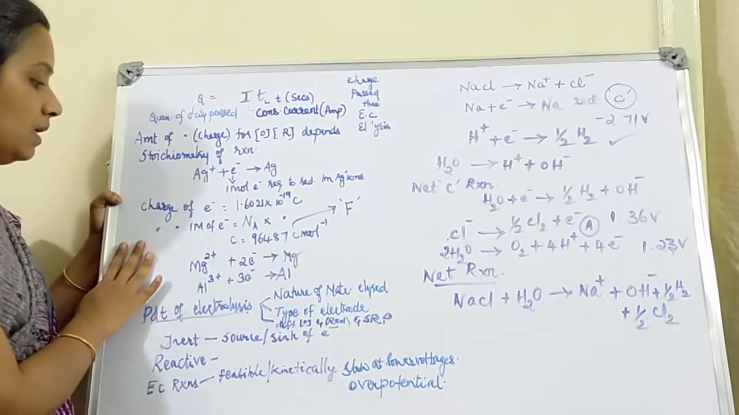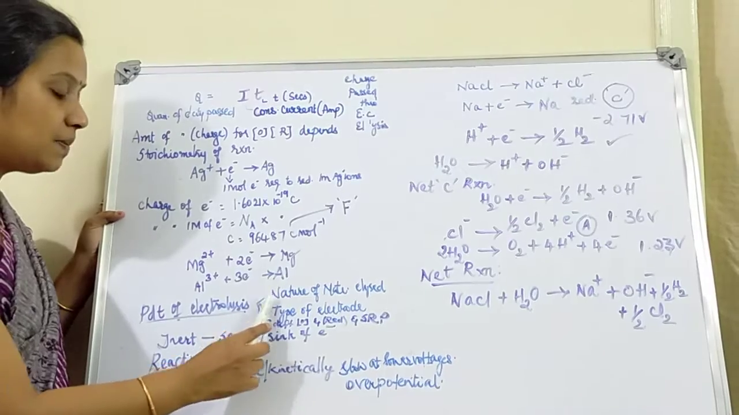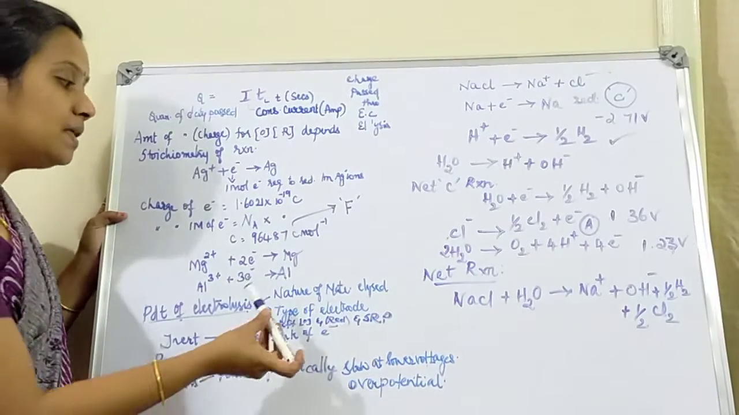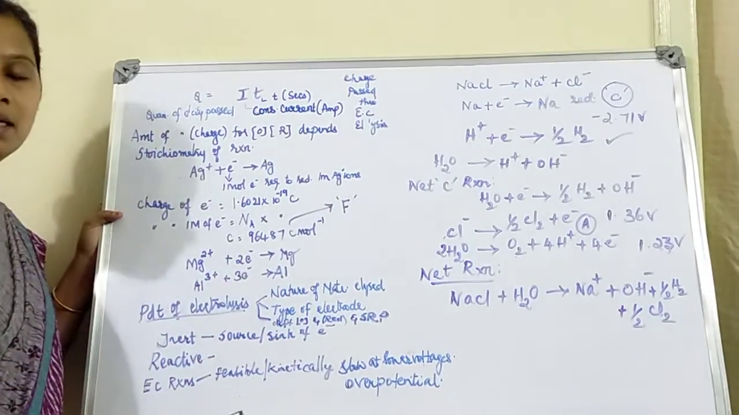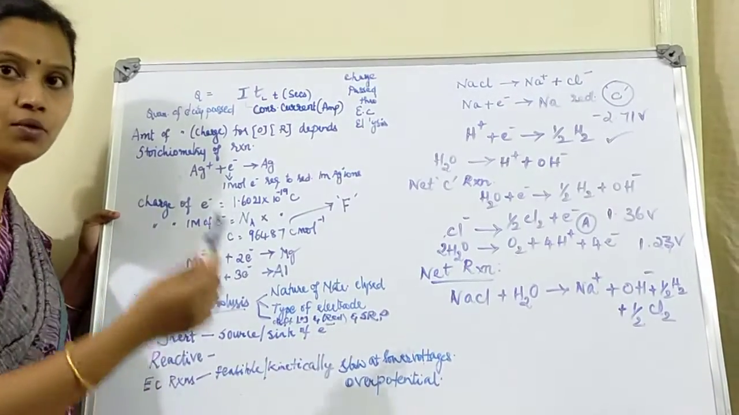So I have done. Next is the product of electrolysis. The product of electrolysis depends on 3 parameters. It depends upon the nature of the material which is to be electrolyzed. It depends upon the type of electrode used.